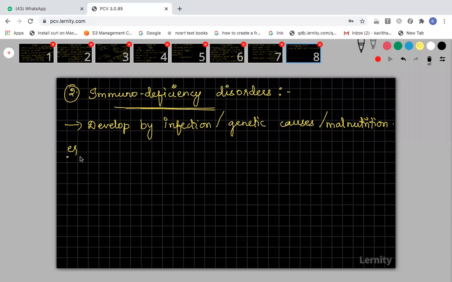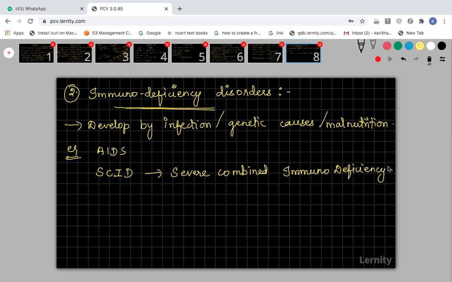Let me tell you some immunodeficiency disorders. For infection, you know very well, AIDS. AIDS is acquired immunodeficiency syndrome, right? For genetic causes, I will give you one example, SCID. This is a genetic disorder. I will tell you the full expansion of SCID: severe combined immunodeficiency.